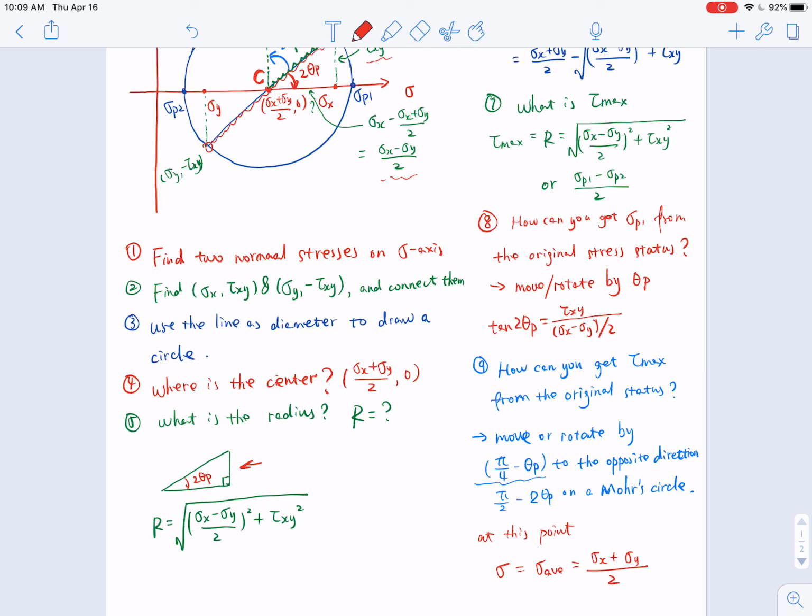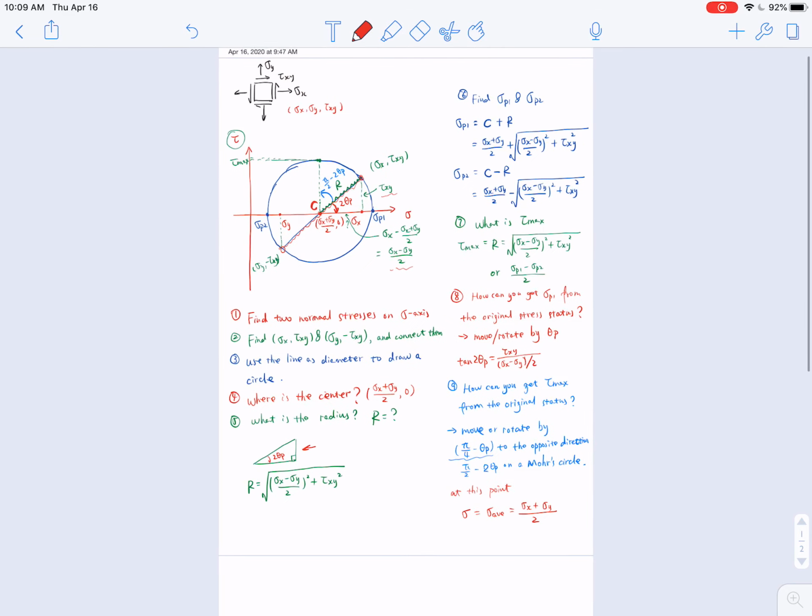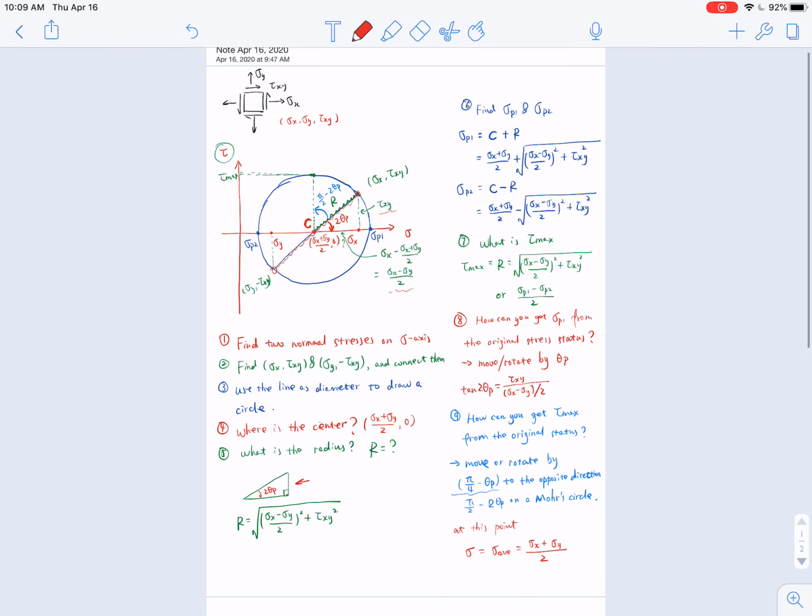That is how we derive the Mohr circle. You can review the whole process to try to understand it, and then you can find that it's actually easy to derive all of these equations and all of these features from the Mohr circle.